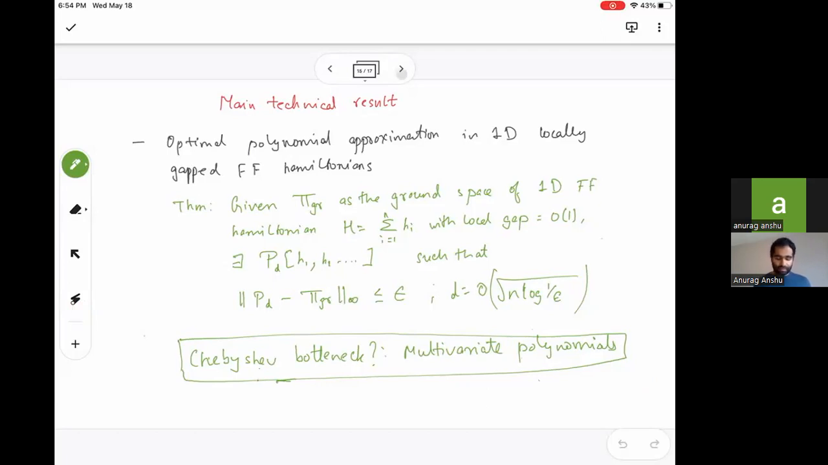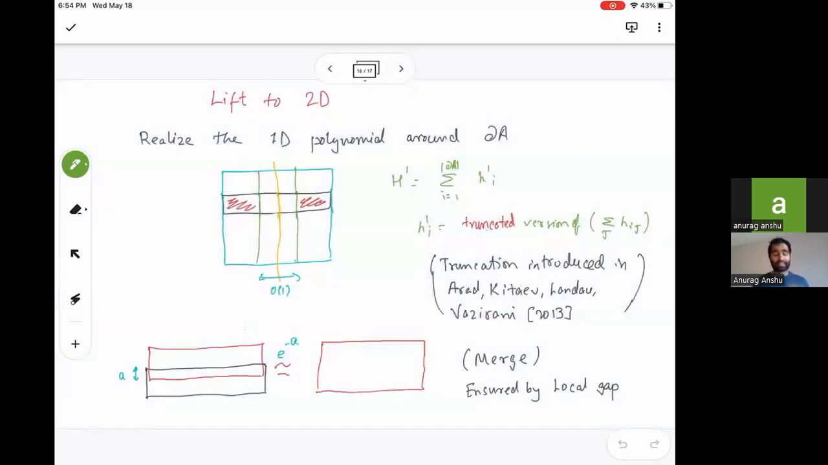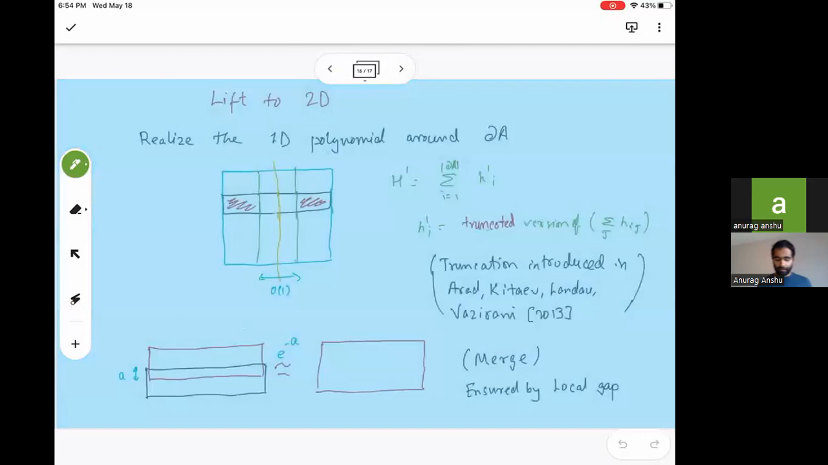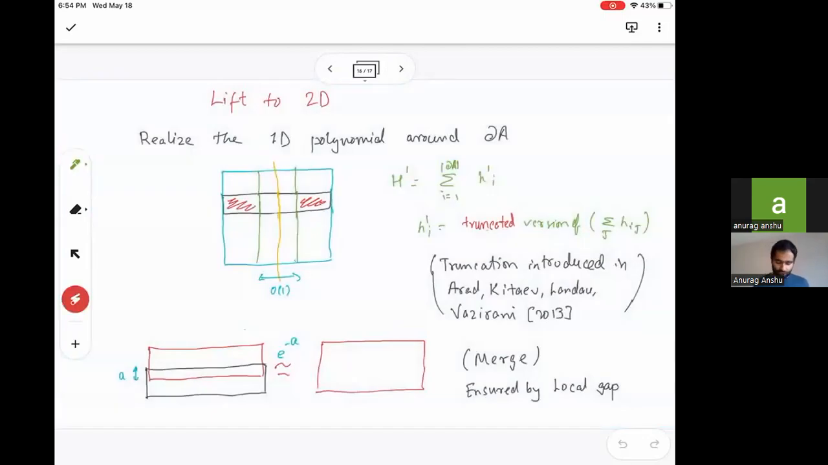So now, given this property, I'll describe how we lift this 1D construction to 2D. And this lifting is done by the idea of truncation, which was originally introduced by these authors in the context of 1D systems. So what we do is essentially construct an effective Hamiltonian along the boundary by taking a region of constant size along the boundary, and we truncate row by row all the Hamiltonian terms that are far from the boundary. Let me mention as a technical point that this is not really constant. It grows a little bit as a function of the boundary.